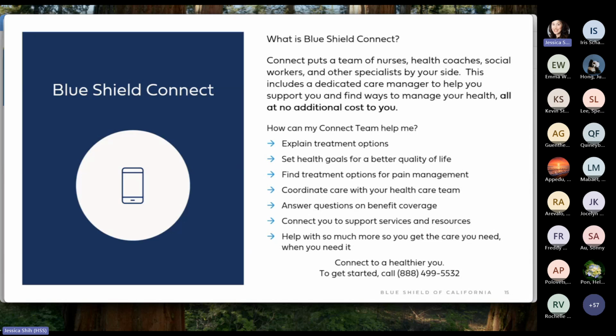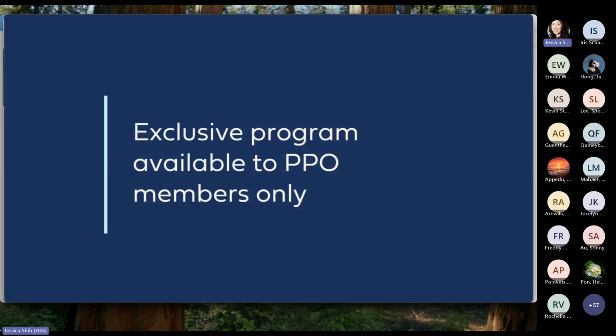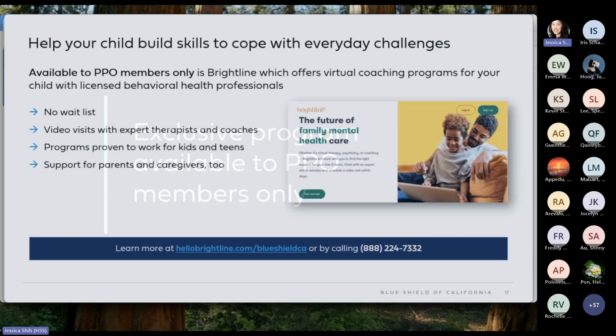Next, let's chat about an exclusive program available to PPO members only. Brightline is available to PPO members only and offers virtual coaching programs for children with licensed behavioral health professionals from 1.5 years to 18 years of age. There are no wait lists, video visits with expert therapists and coaches, programs proven to help work with kids and teens, and support for parents and caregivers too. For more information, you can go to hellobrightline.com/BlueShieldCA or by calling 888-224-7332.